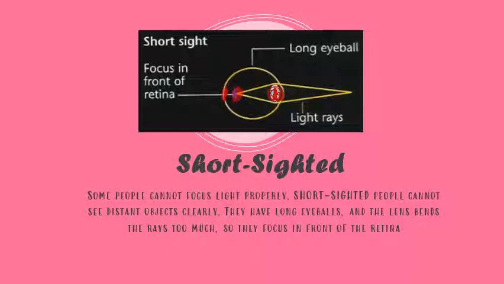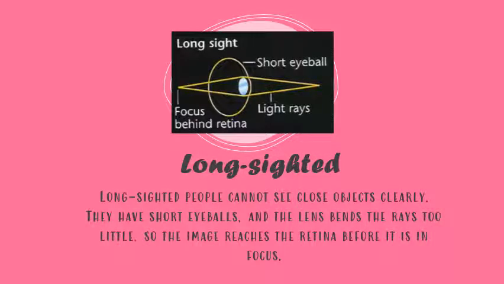Moving on. Long-sighted people cannot see close objects clearly. They have short eyeballs and the lens doesn't bend the rays enough, so the image reaches the retina before it's in focus. You see, there's the focus, and there it reaches the retina. So is the image in focus there already? No, it's not. So the poor person just sees blurry things the whole time.